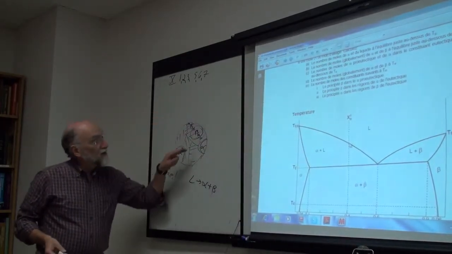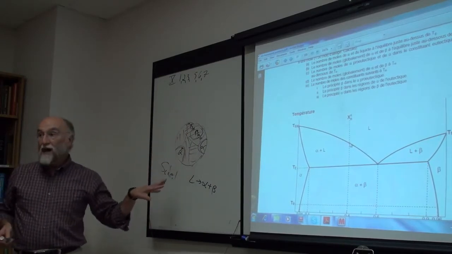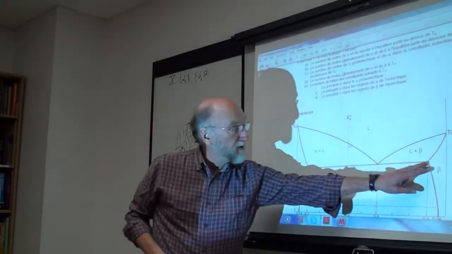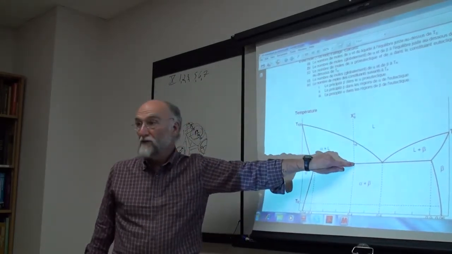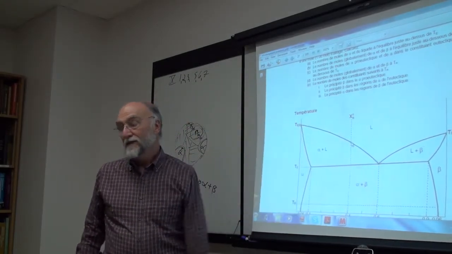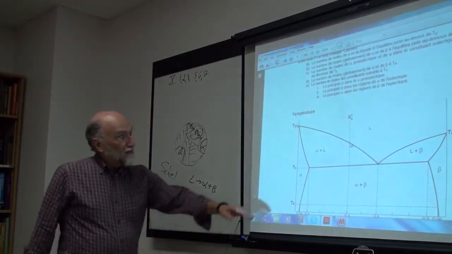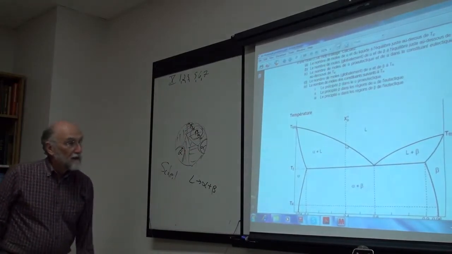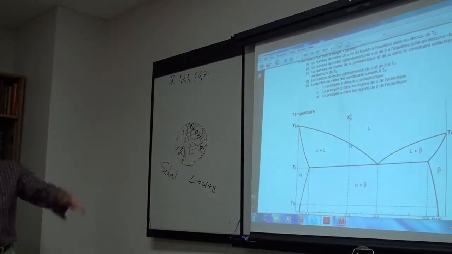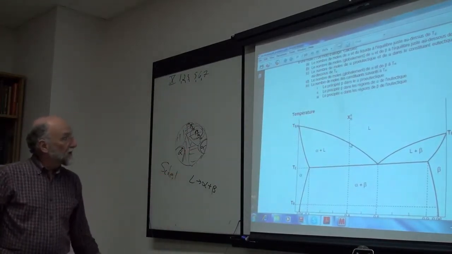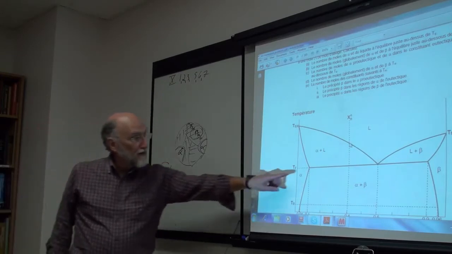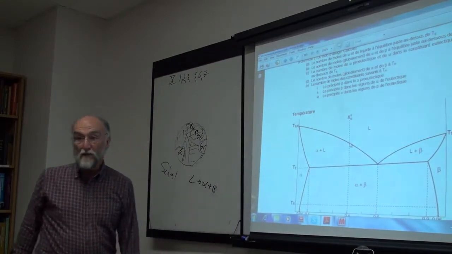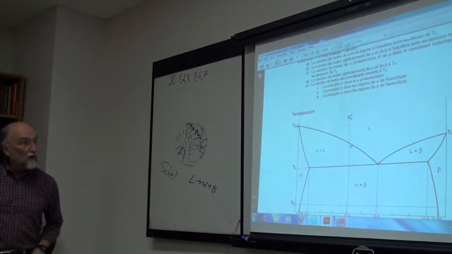If you wanted to find the ratio of alpha to beta in the entire sample, then you apply the lever rule between the alpha composition, the beta composition, and the overall sample composition. Finally, if you cool it quickly down to TR, nothing's going to happen and you're going to remain with the alpha at this composition and the beta at this composition, because that's not equilibrium cooling, because solid state diffusion is slow.